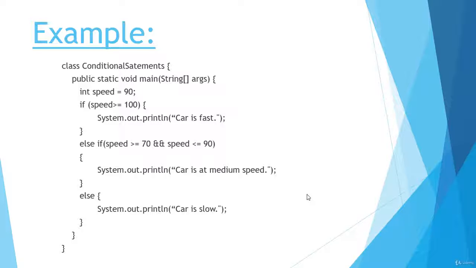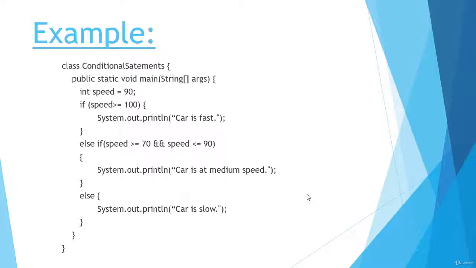So this is an example. You can see I have a variable with the name speed that has a value of 90. In the first block I have typed if speed is greater than 100, then print car is fast. Then I have used the else if block, and in the condition I have typed if the speed is greater than 70 and speed is less than 90, then print car is at medium speed, else print car is slow. So in this way if else if works.